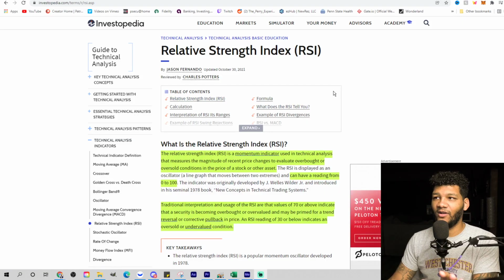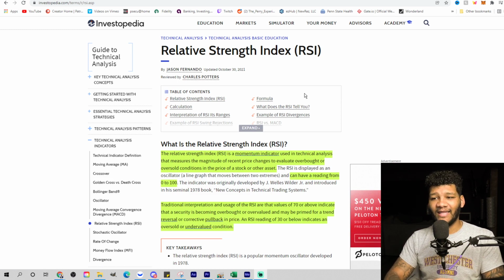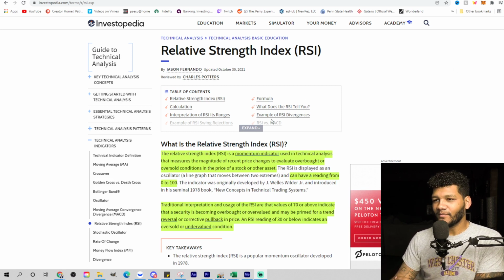So let's go ahead and just start with the definition of RSI. Now, if you want all of the detail, go to Investopedia. They have a lot of information there. You might get overwhelmed with it, so that's why I would definitely say watch this video. I'm going to explain it in simple terms, hopefully.